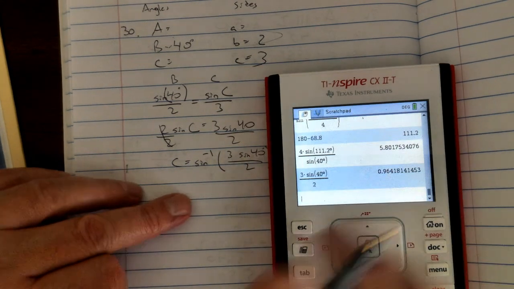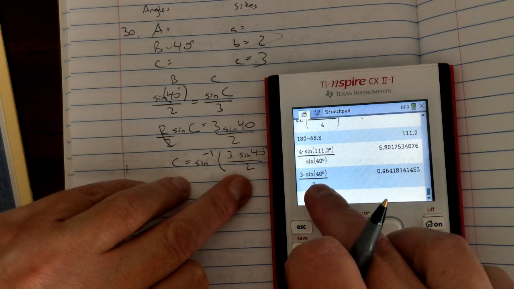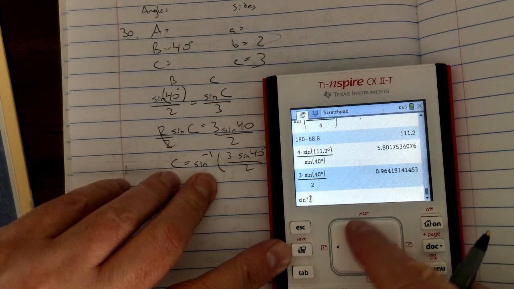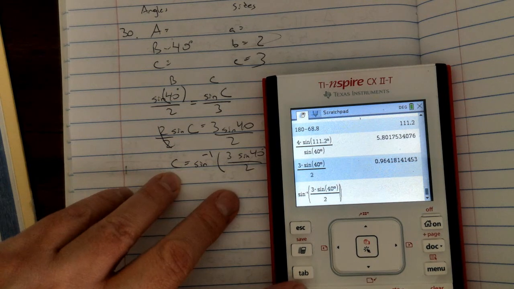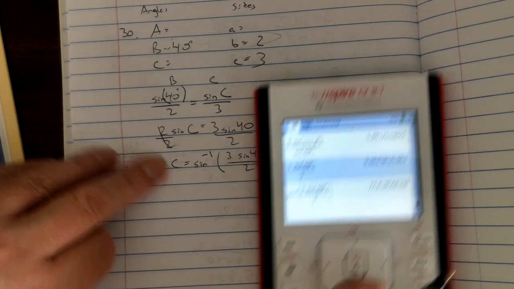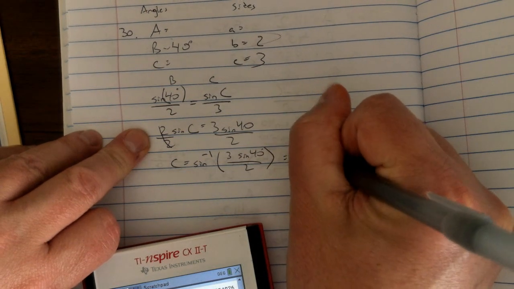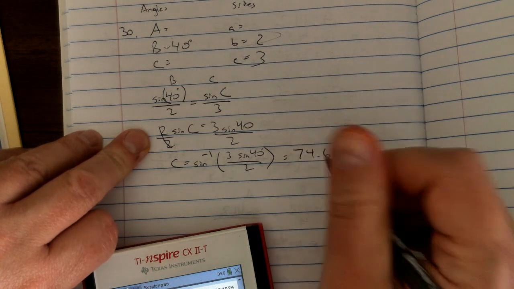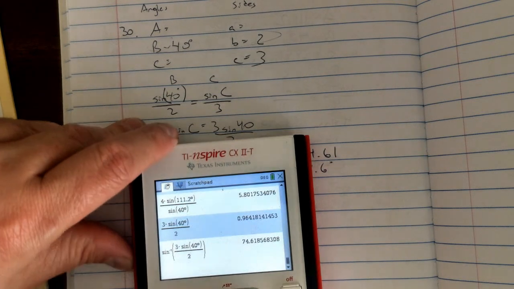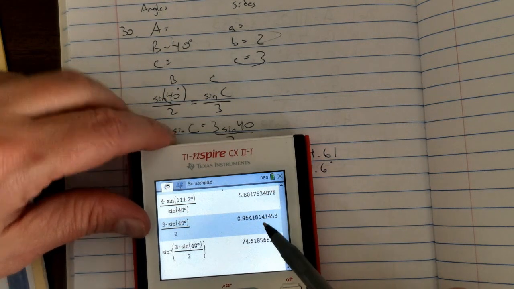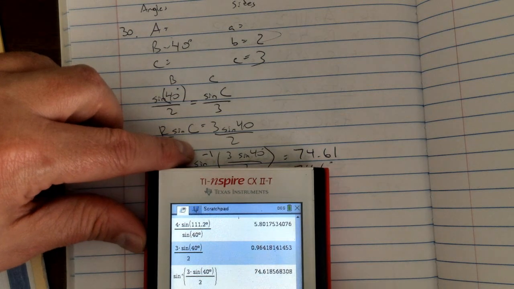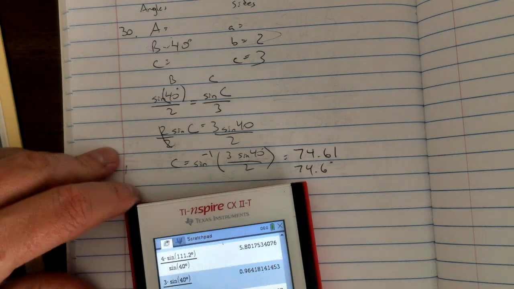Oops. So now that you have that, we need sine -1 of that. Sine -1 of this gives us 74.61. And so this would be 74.6 degrees. So earlier, I typed my expression in, and then I needed to do inverse sine. So 74.6 degrees.